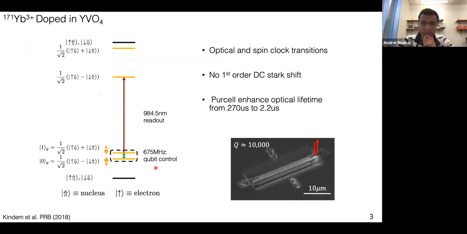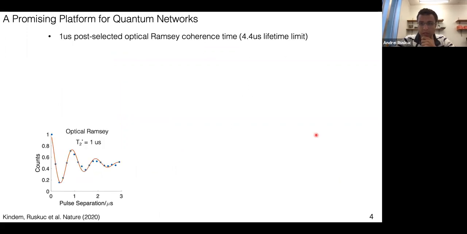So in previous work, in this paper, we demonstrated a number of key characteristics for this platform necessary for realizing simple two-node quantum networks.